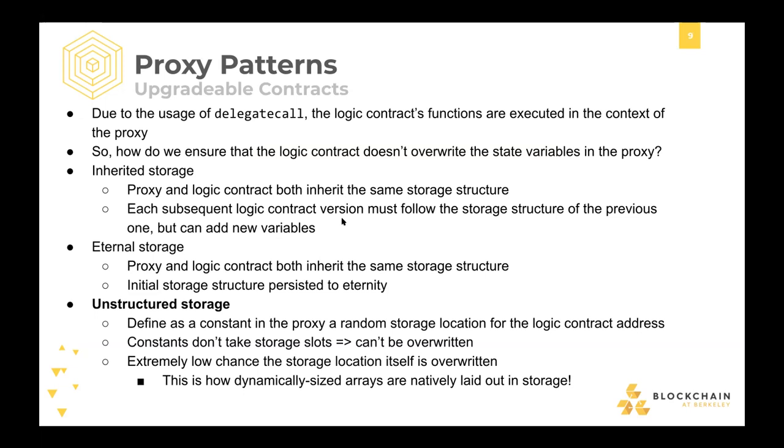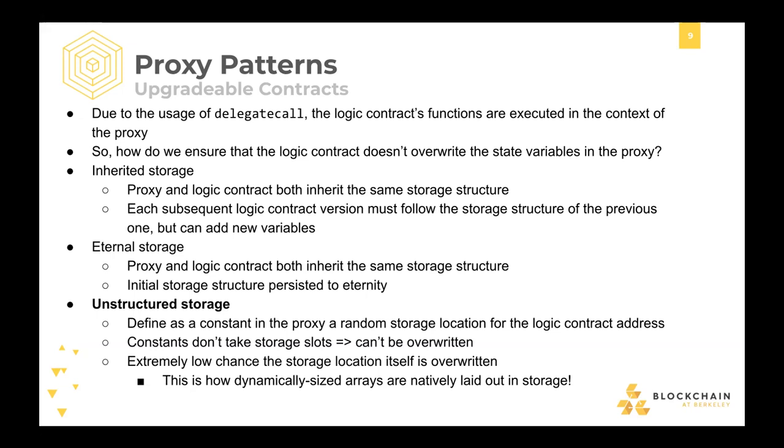The final proxy pattern is something called unstructured storage, which requires a closer look at what we're afraid of happening. Basically, what we're afraid of is that if we write to some variable in the code of the logic contract, that will write to the same space that the variable would occupy in the proxy contract. The worst case scenario is that we accidentally overwrite wherever in the proxy contract we store a pointer to the logic contract, because that has to exist somewhere in the proxy contract.